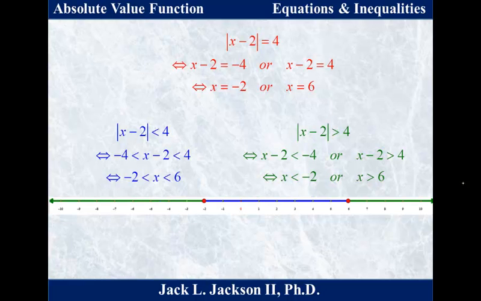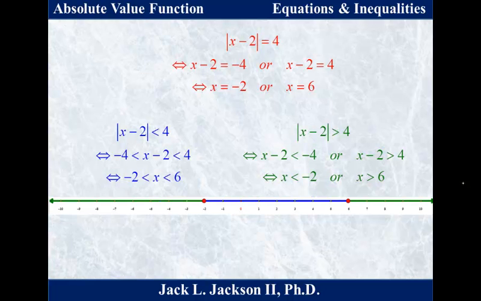How close? No more than 4 either way. So it has to be between, the x minus 2 has to be between the negative 4 and the 4, in which case that means x is between the negative 2 and the 6. So again, the boundary points there are the ones where absolute value of x minus 2 equals 4. And what we're wanting is the points in between, which are graphed in blue here, and that's the x's such that negative 2 is less than x, which is less than 6.